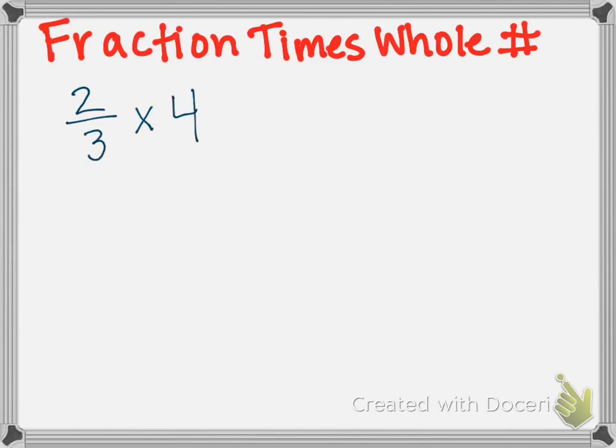Our first step is that we are going to rewrite this whole number as a fraction. And to do that, we just place it over 1. So we'd rewrite our problem as 2/3 times 4 over 1. Our next step is we just multiply. We multiply our numerators and we multiply our denominators. So 2 times 4 is 8. 3 times 1 is 3.